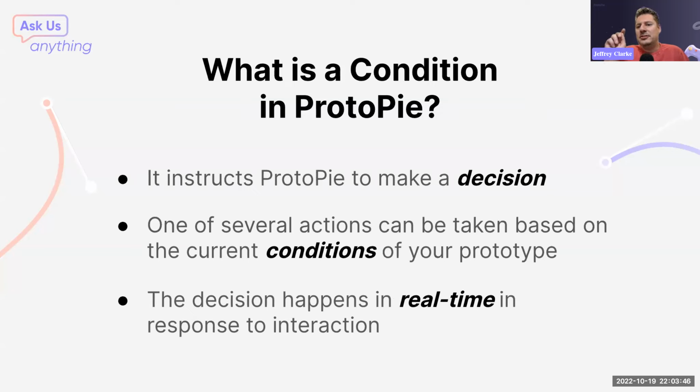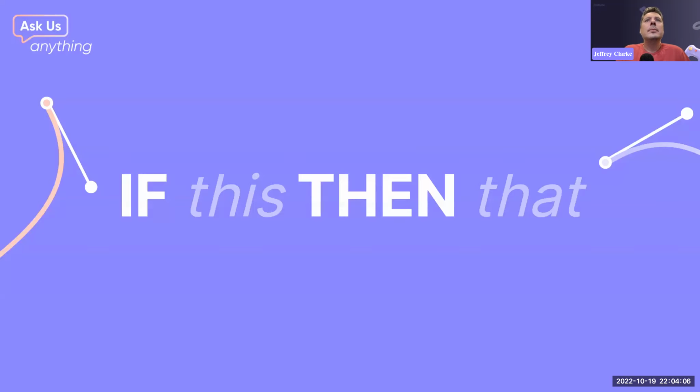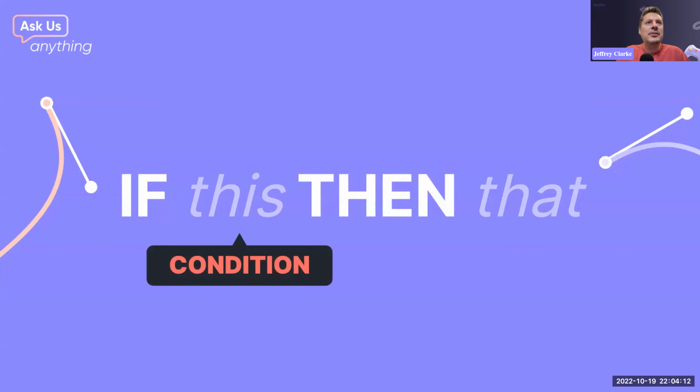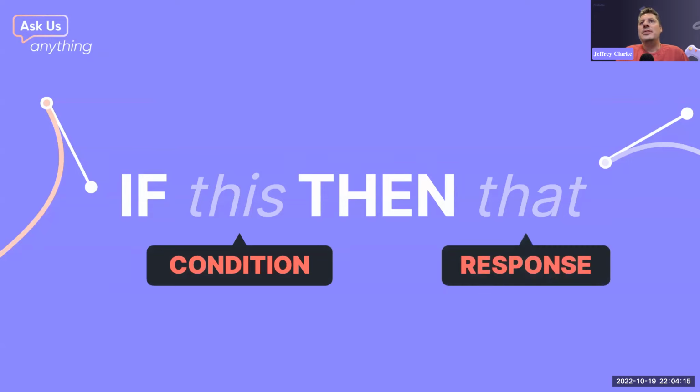So if you need to make a decision when somebody clicks a button, you use a condition at that moment when they click that button. So let's say they click the button the first time, and you should show some kind of modal, and they click that button a second time, maybe that closes the modal, for example, right? You make that decision at the point of interaction. You can think of it in this if this then that format. And in ProtoPie parlance, the condition is the this and the that is the response.